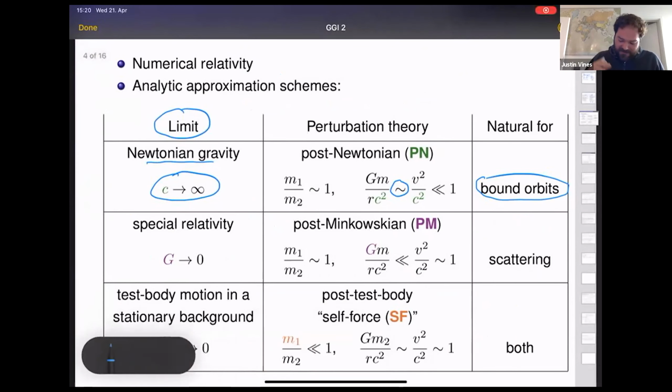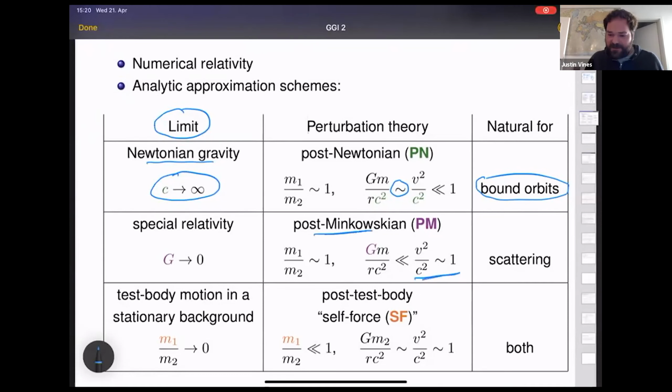So after this brief mention of the post-Minkowskian approximation, where the idea, as we were just saying, is to work to all orders in velocity but still with weak fields, formally expanding in G, this is an alternative approach which has seen a lot of recent activity, and we will hear a lot more about it from Julio in the next talk. Of course, it is natural for scattering orbits. In fact, to have this kind of scaling, you cannot be bound.